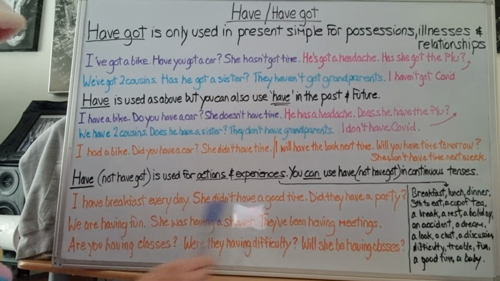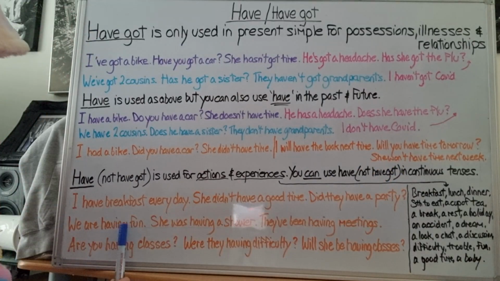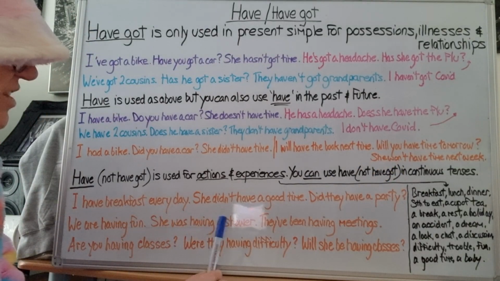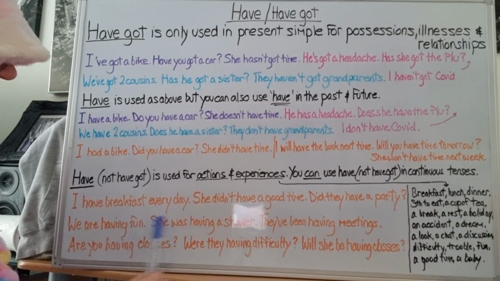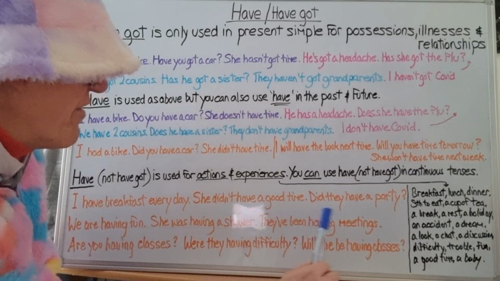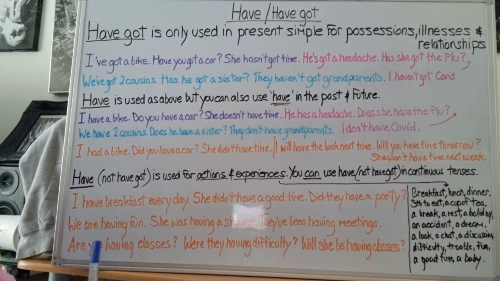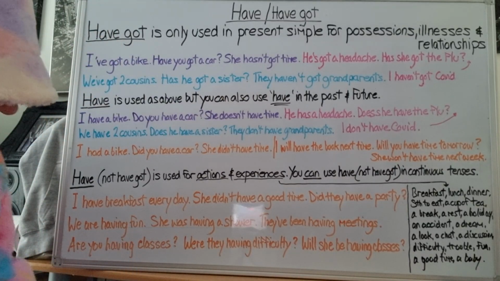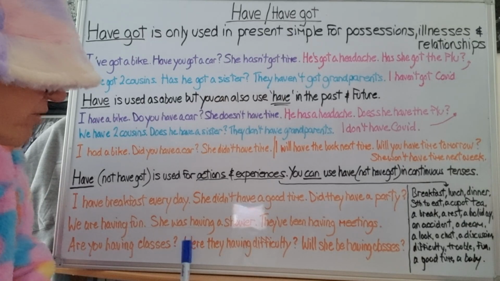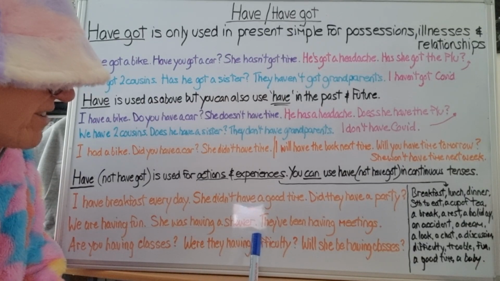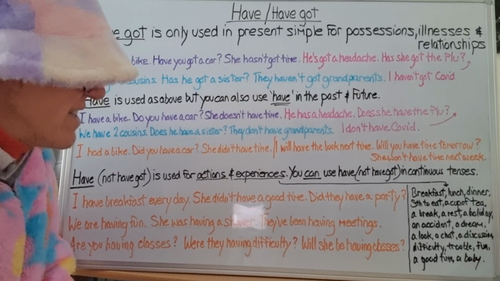We are having fun. Here's the continuous. We are having fun. She was having a shower, okay? Experience, action. They've been having meetings. Those are actions. Are you having classes? Okay, actions, experiences, both maybe, with me. Were they having difficulty? Will she be having classes?